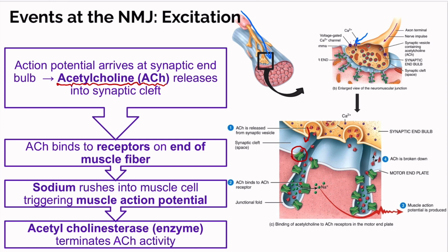And what that does is it causes sodium to rush into our skeletal muscle fiber. This continues happening until the acetylcholine neurotransmitter goes away. And so there's an enzyme called acetylcholine esterase that breaks apart acetylcholine. And acetylcholine actually gets recycled back into the axon terminal for reuse.